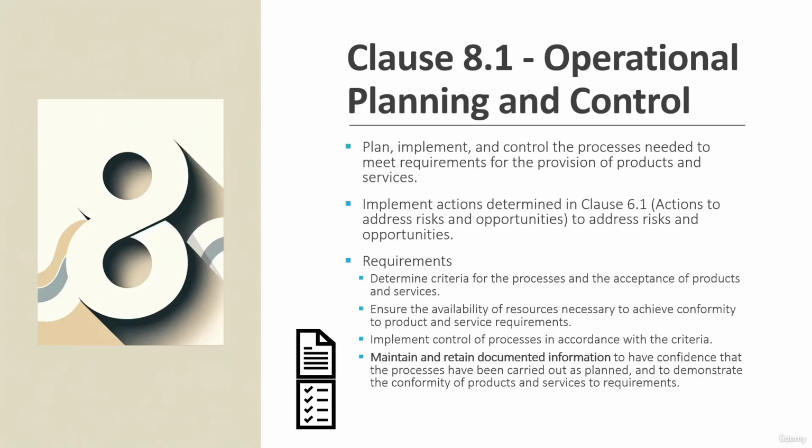Now coming to the requirements which are listed in this clause, which is 8.1, it requires the organization to determine the processes, that is, what processes they will be following and what will be the acceptance criteria. This is what we will do, and this is what will decide whether our job is good or bad. And for doing the job, in the planning phase, you also plan for the resources, what you need to make sure that you meet the requirements of the product and service.